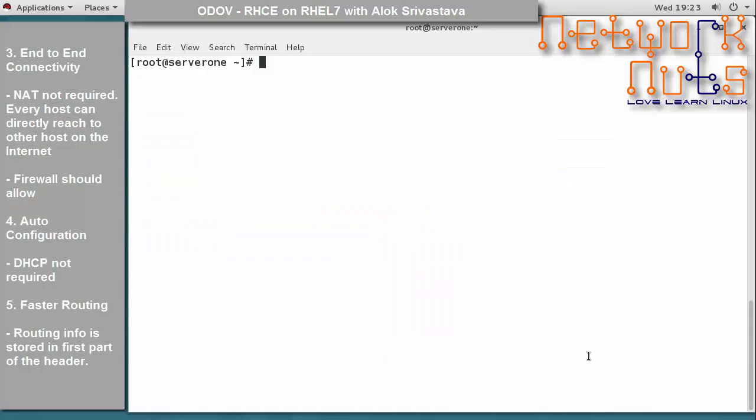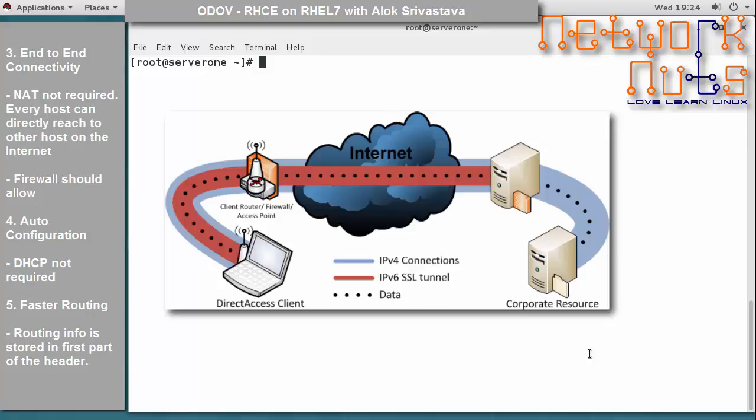Another very interesting feature is end-to-end connectivity. With IPv6, I don't require NAT. So the discontinuity on the internet of private IPs and public IPs is gone now. Every host can directly reach the other host on the internet. Yes, of course, the firewall should allow it, but every host can reach the other host. I don't need private IPs or public IPs, nothing like that.